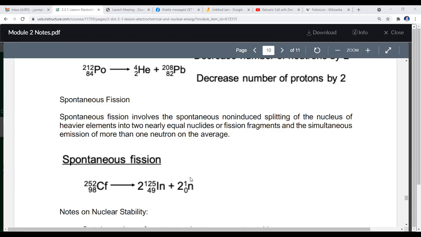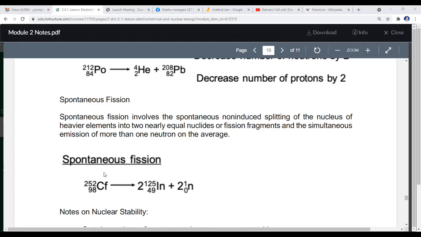So in this case, 2 neutrons are emitted, and you have two equal nuclides of indium. So you have 49 times 2, that's 98. On this side you have 98 for the atomic number, and this is 252. So this is also balanced. This is for the atoms to gain nuclear stability.